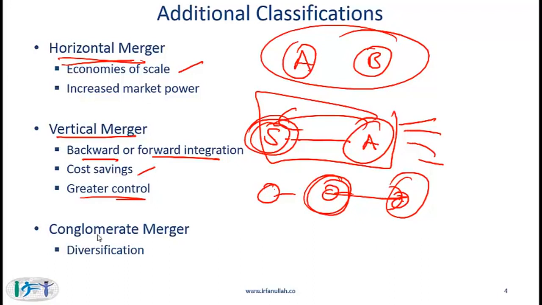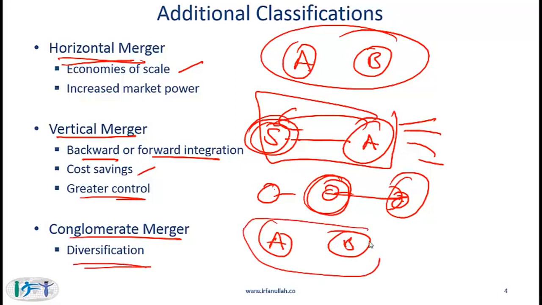The third classification here is a conglomerate merger, where you have companies from different industries which combine. So if you have company A from the auto industry which combines with company B from the financial services industry, this merger would be referred to as a conglomerate merger. The general justification is that it diversifies the business.